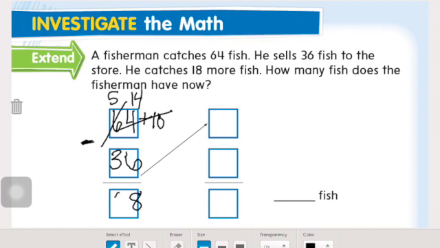14 minus 6 is 8. 5 minus 3 is 2. So 28 goes up here. Okay, and then we've got to figure out what's happening next.